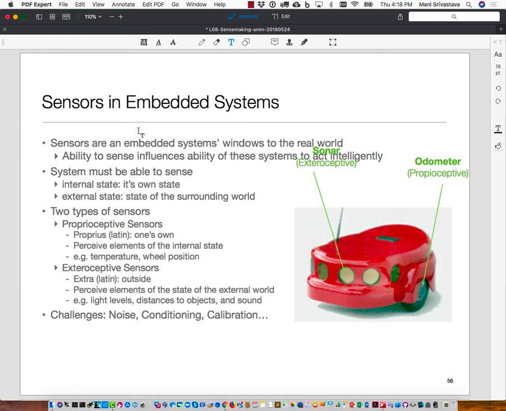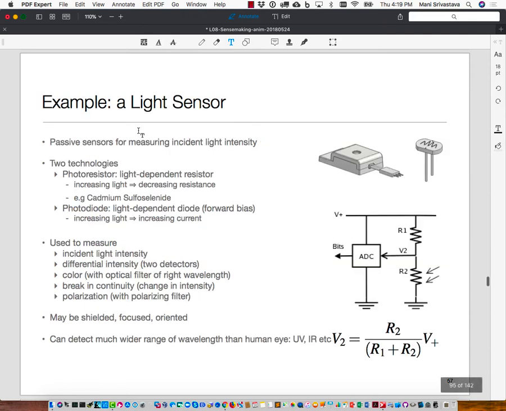There are two types of sensors: sensors which tell the system about its own state, and extroceptive sensors, which tell about the outside state. And sometimes some sensors can do both. In order to make that inference as to what state the system is in, along the way you face some additional challenges, which almost any system will require one to deal with.